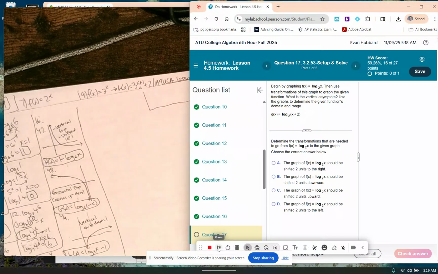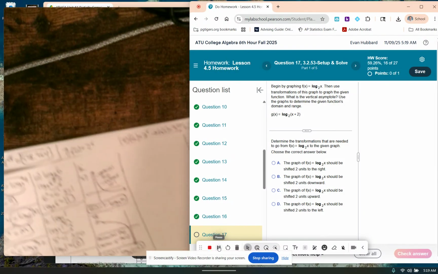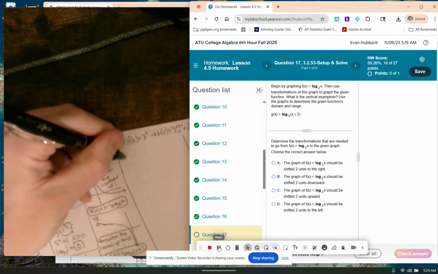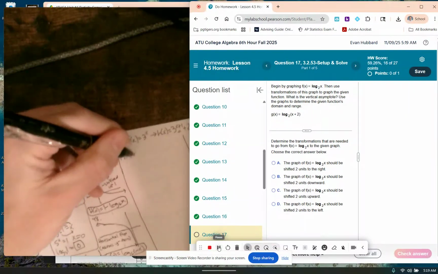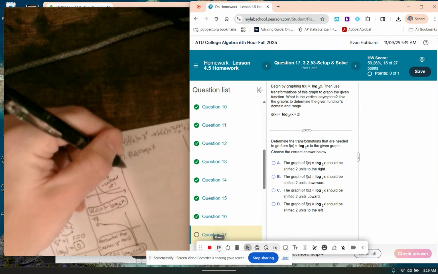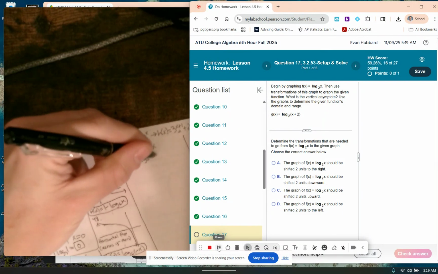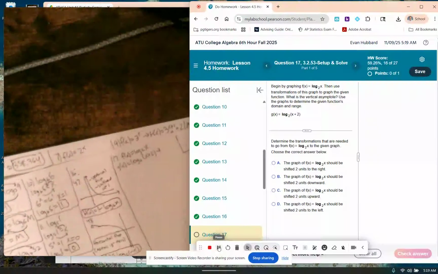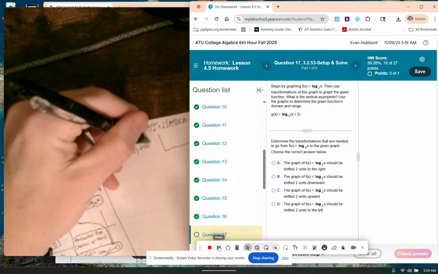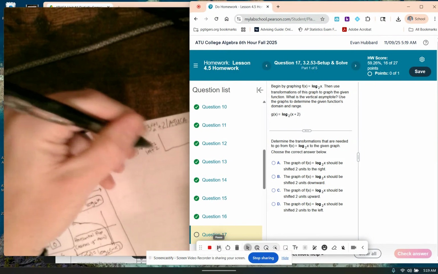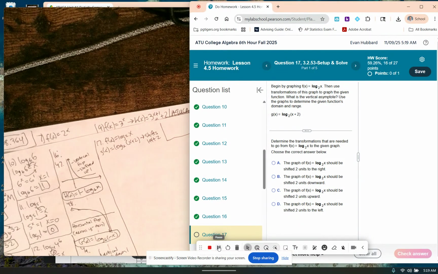All right, begin graphing f of x equals log base 2 of x and use transformations to graph the given function with a vertical asymptote. Use the graph to determine the domain and range. So on 17, I've got f of x equals log base 2 of x. g of x equals log base 2 of x plus 2. When you add 2 to the x, it shifts left 2. So determine the transformation to be shifted 2 units to the left.